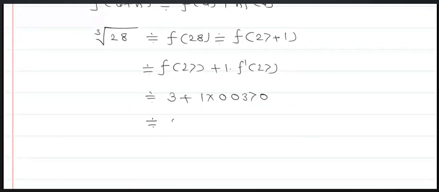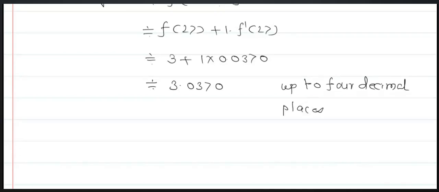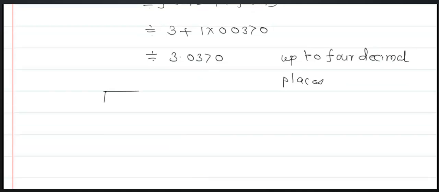Therefore, that is equal to 3 plus 1 into 0.0370. That is 3.0370, up to 4 decimal places. Therefore, the cubic root of 27 is equal to 3.0370.